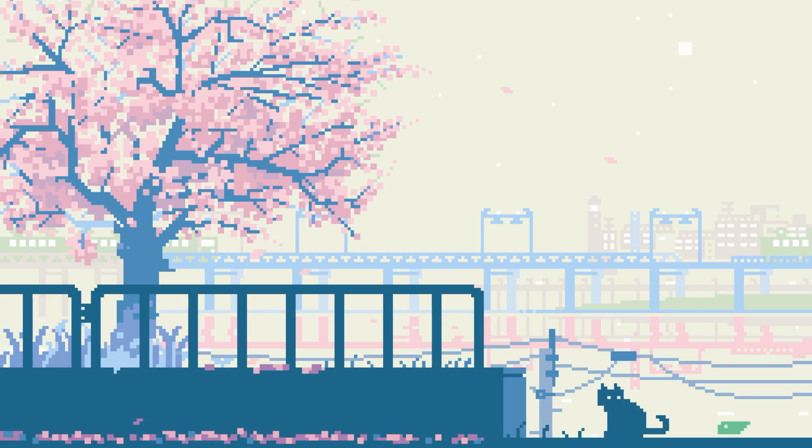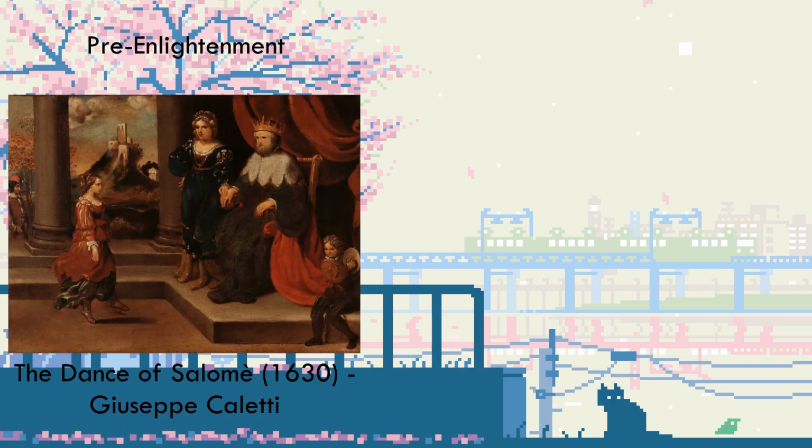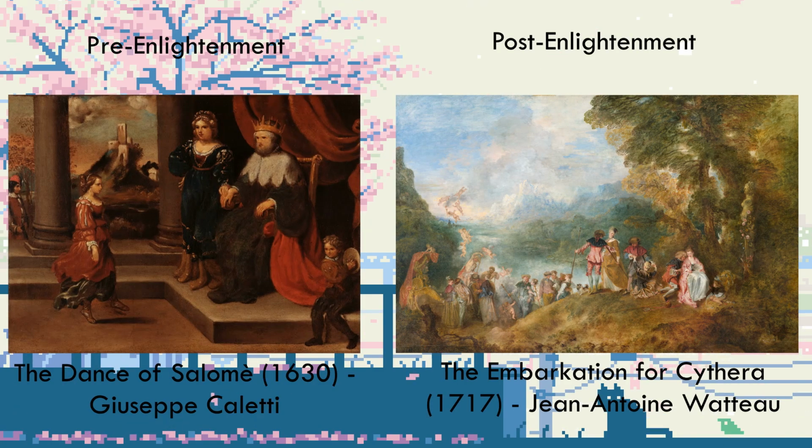Artists are very much products of their time, and typically this change in art is gradual. It changes slightly for each new generation, but the cultural shift at the time was so drastic that looking at art from before and during the Enlightenment is like night and day.